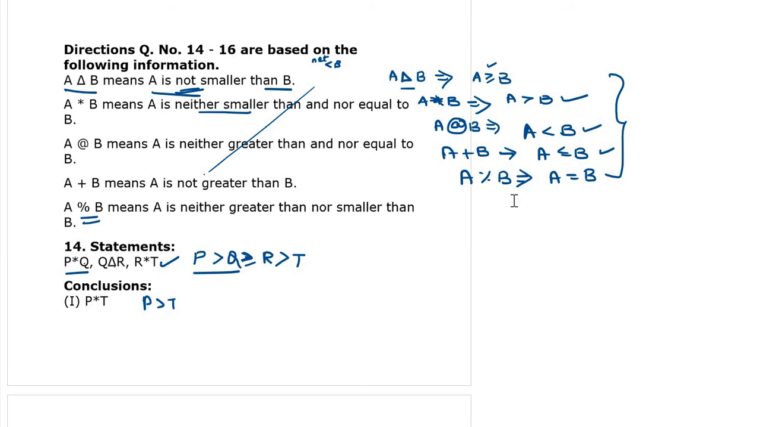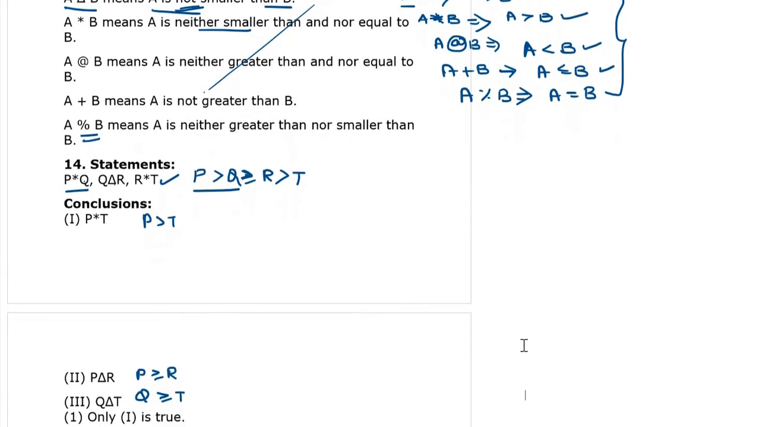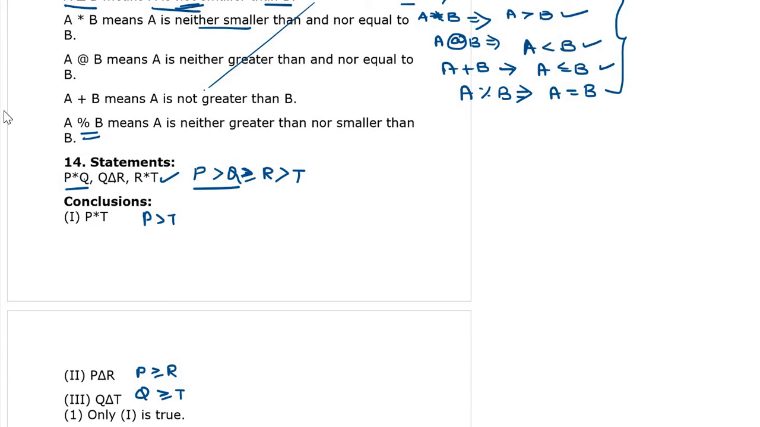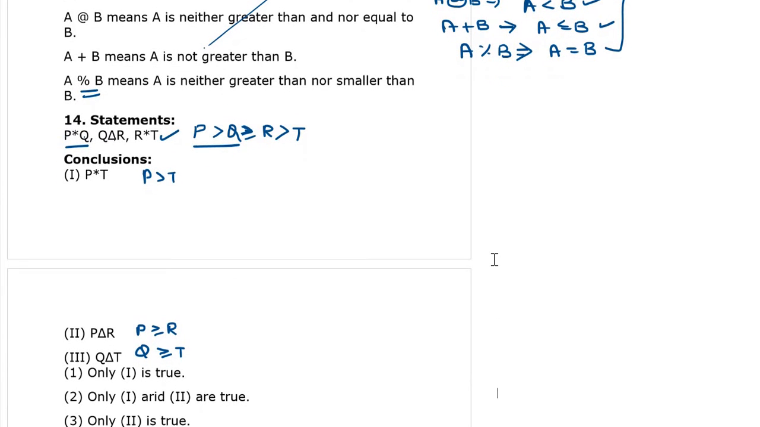Now we have to check our conclusions. Our conclusion is P star T, which means P is greater than T. I converted already. Okay, the conclusions are given. So like that you need to convert it and then check which one is correct. P greater than T, yes, we can make. P is greater than T is correct.